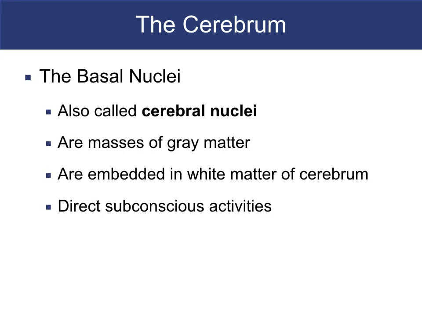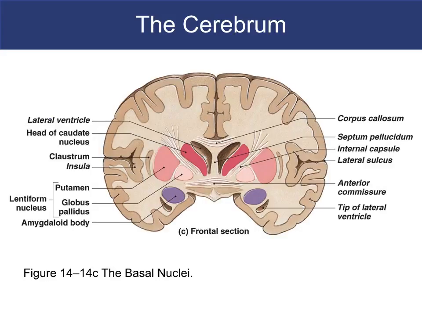Basal nuclei, they're not really nucleuses. I guess they are because they're gray matter, but we call them nuclei because they're collections of gray matter down in the white matter. And that's really all I think you need to know about them. They direct a number of our subconscious activities that go on without us thinking about it, and let's just leave them at that. Here's an example of basal nuclei. Please do not memorize any of these.